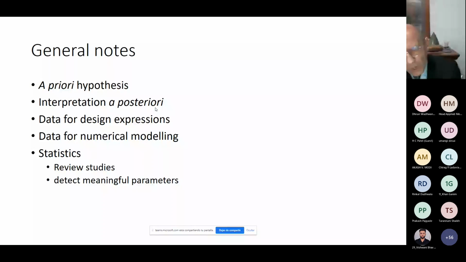This is a very important way of doing experiments, because we have already developed the basic idea of how the experiments should work, and we are just trying to confirm if our hypothesis is correct. In the second case, interpretation a posteriori, we make experiments first. And the idea of this type of experiment is to find out, most of the time we have some idea of the basic variables that are important for our experiment.